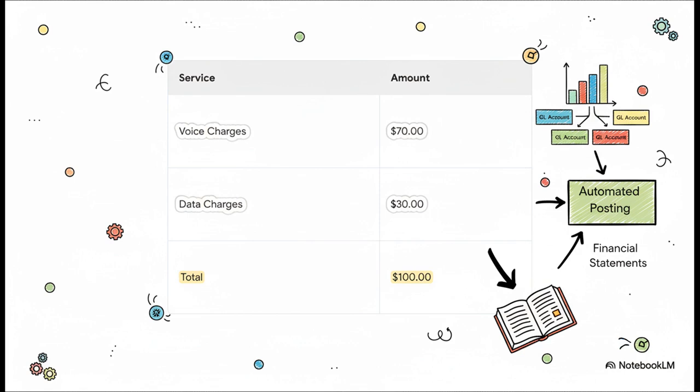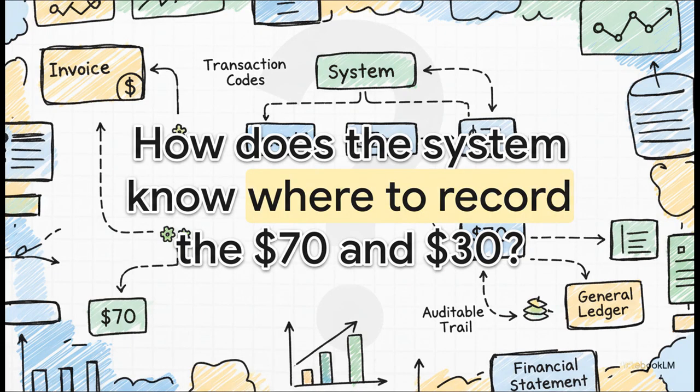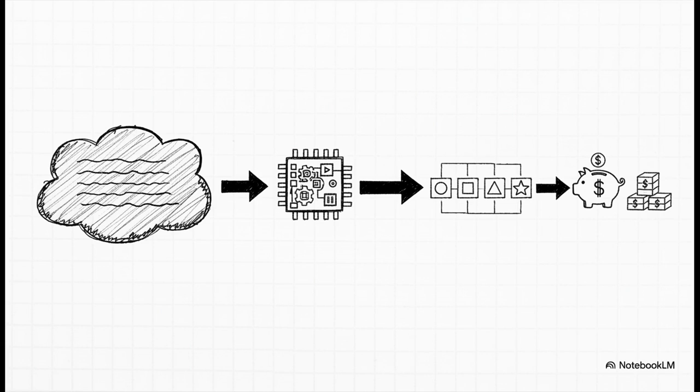Pretty straightforward, right? But here is the million-dollar question. When that $100 payment arrives, how does the system know not to just dump it into one giant revenue bucket? How does it intelligently split it, making sure the voice department gets credit for its $70 and the data department gets credit for its $30? The answer is actually really elegant, and it's incredibly powerful.